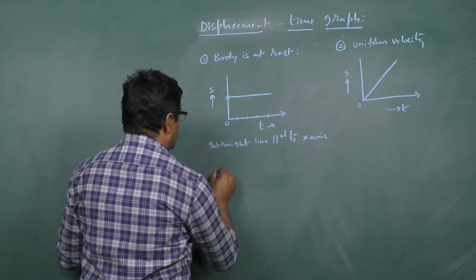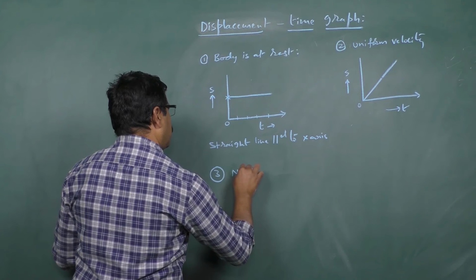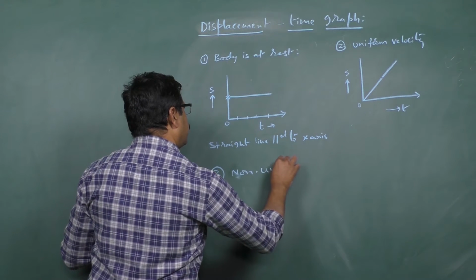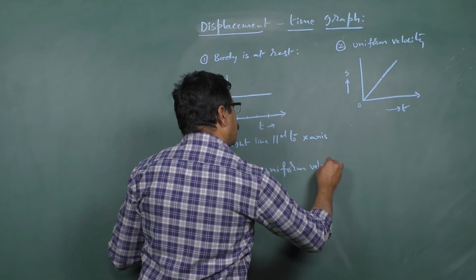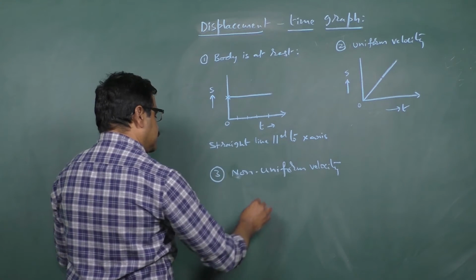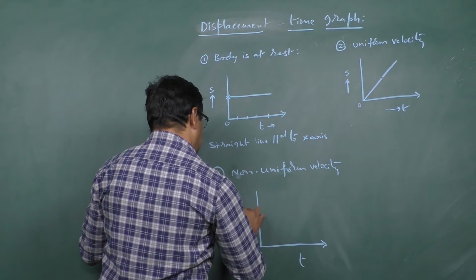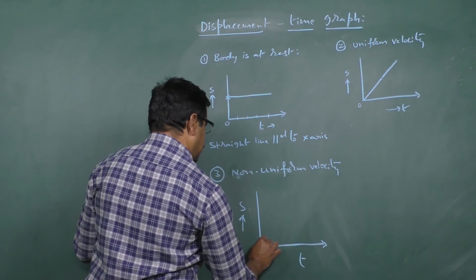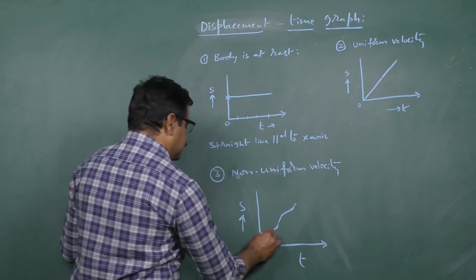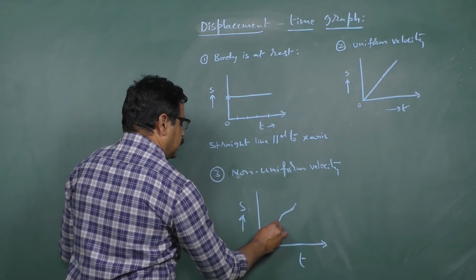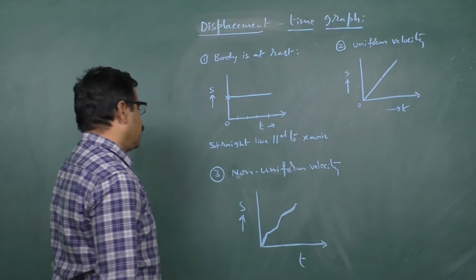The third case we are going to look at is when the body is moving with non-uniform velocity. In case of non-uniform velocity, it is not covering equal displacements. Here time is on the x-axis and displacement is on the y-axis. It is covering different displacements at different intervals of time. That's the reason it is going to be an irregular graph like this.